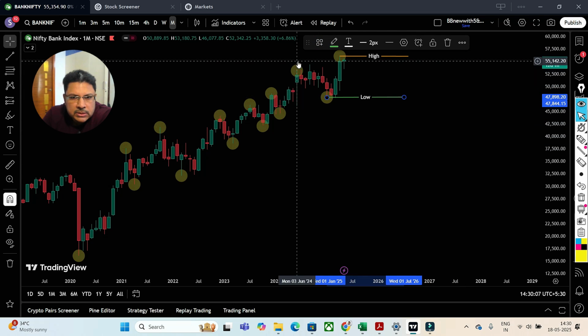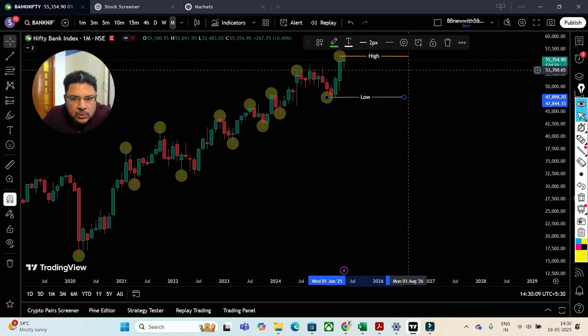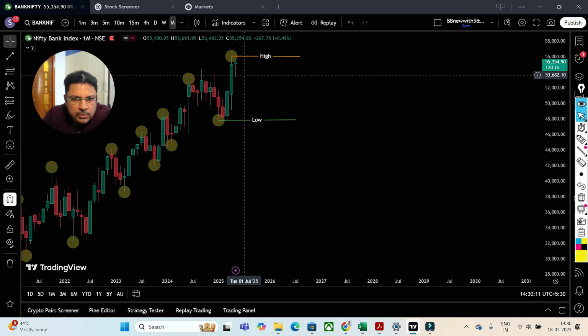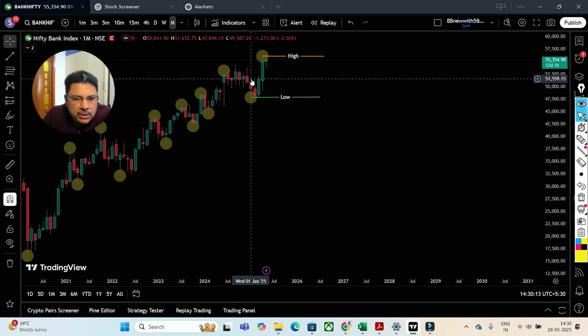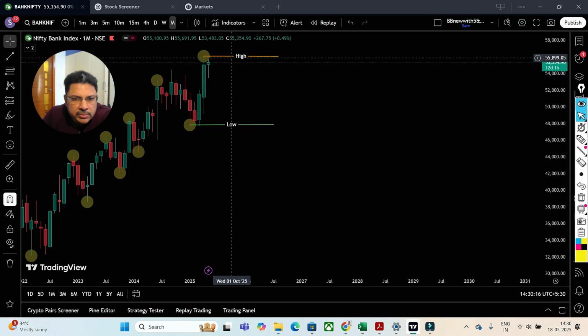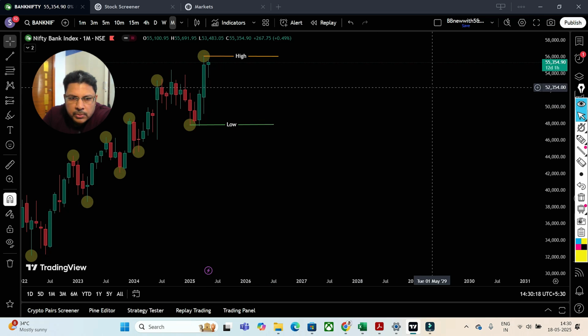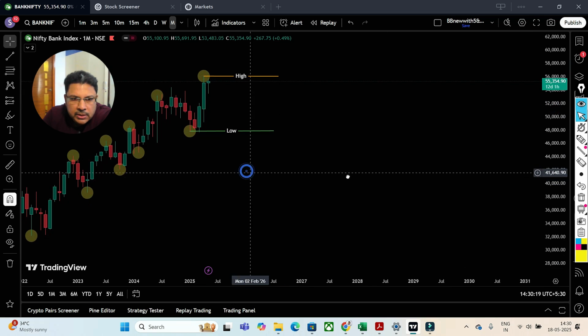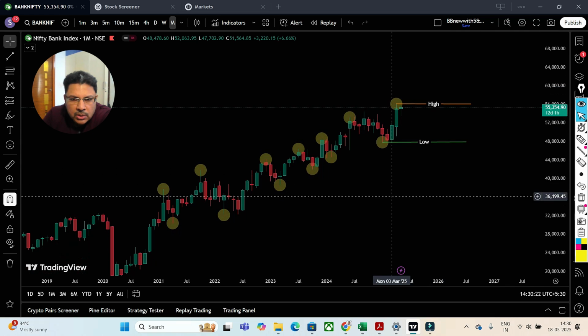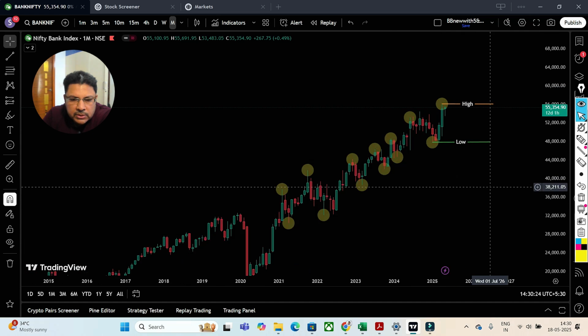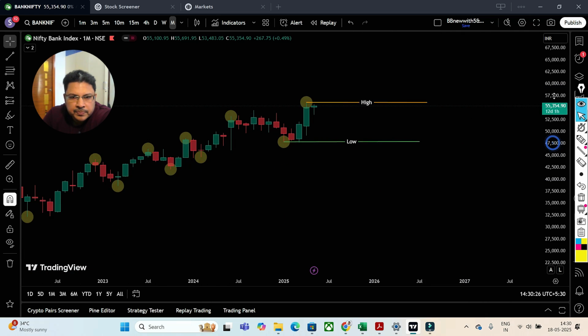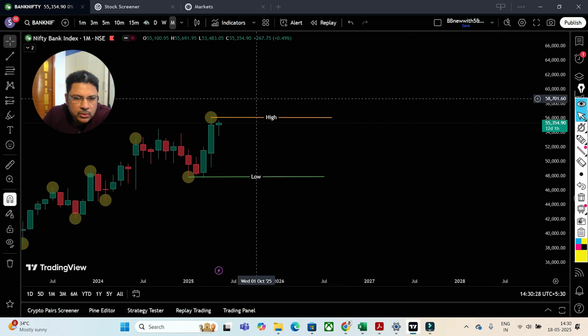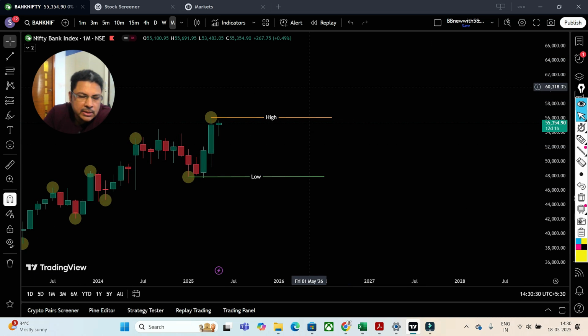So market is in this range. This is the high and this is the low. Now it looks very bullish. The candle closed in an uptrend, so it can easily break this high and it can go bullish. And if you look at this chart, this is at all-time high for Bank Nifty. So in my view, Bank Nifty is bullish. It can definitely go higher, but Nifty can remain sideways for some more time.